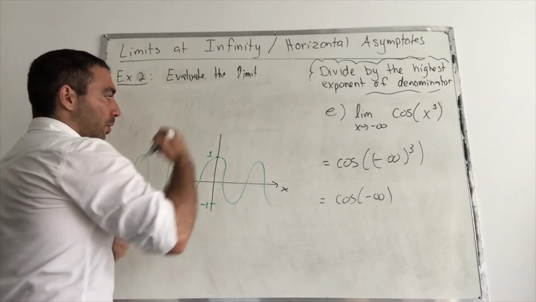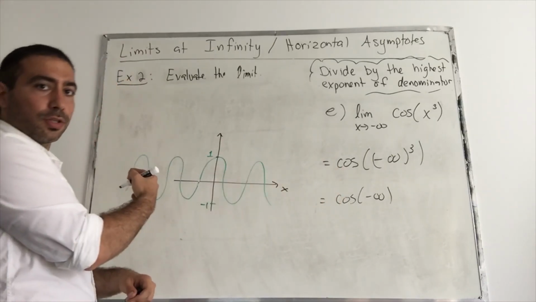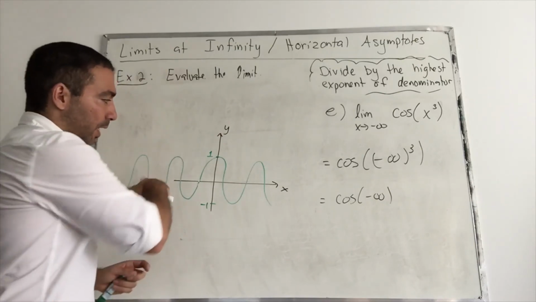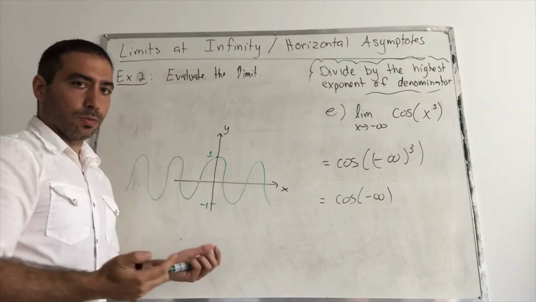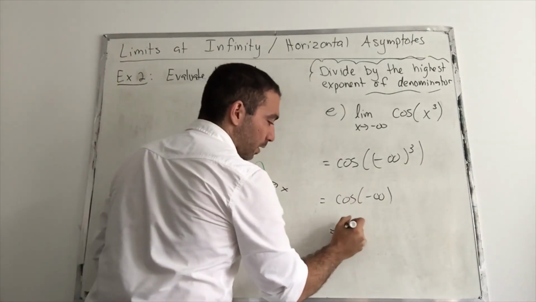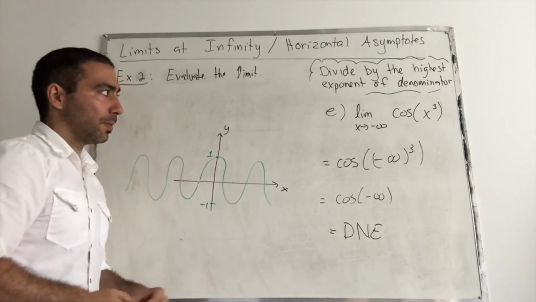But essentially what you have to know about cos is that as x gets very large to the right or very large to the left, it's always stuck between negative 1 and 1. So what's the limit? This is a case where we would say the limit does not exist. Okay. So that was a bit of a trick question.